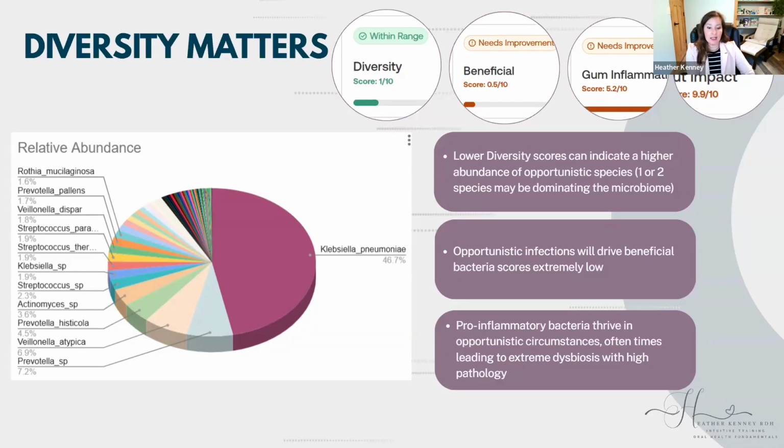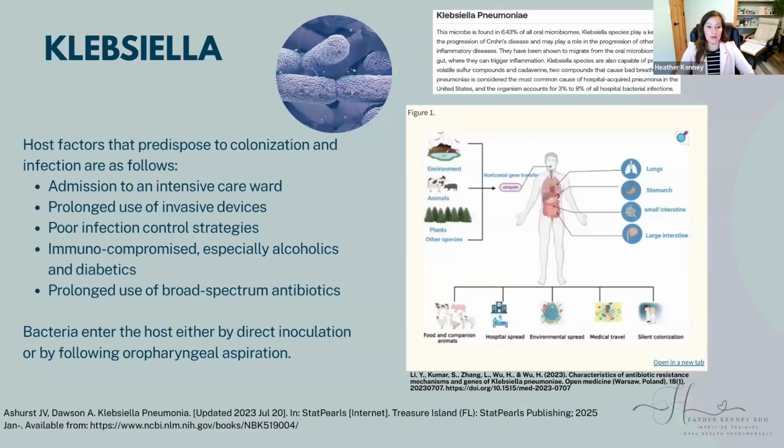And Klebsiella is pretty problematic in itself. So it will drive that lower diversity score, which will drive the low beneficial score always when I have an overgrowth in this situation. Super important to look at these pathogens even beyond sometimes the red complex. So let's learn a little bit about Klebsiella. It's generally something we pick up from our environment. It's a facultative bacteria.